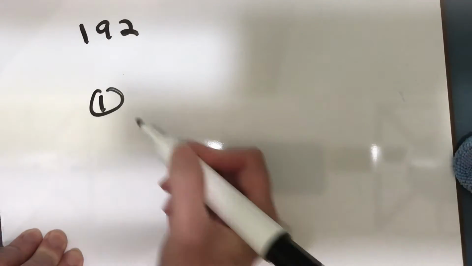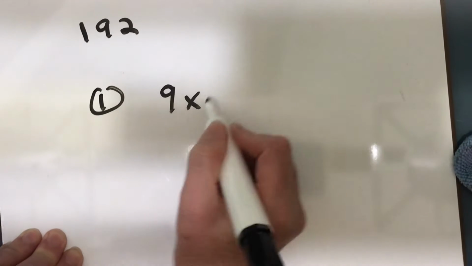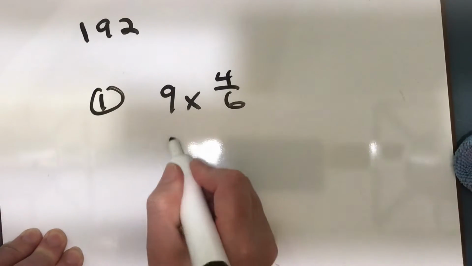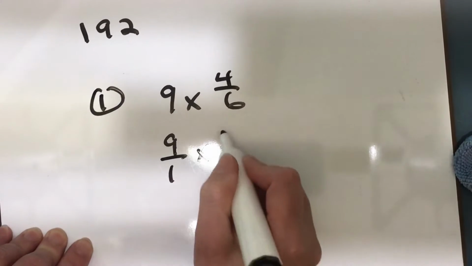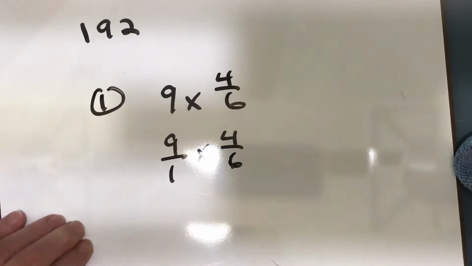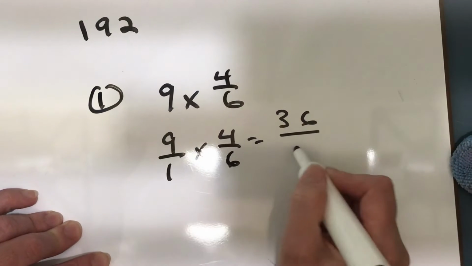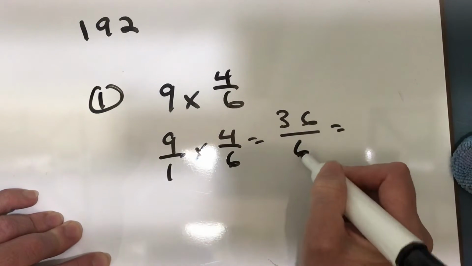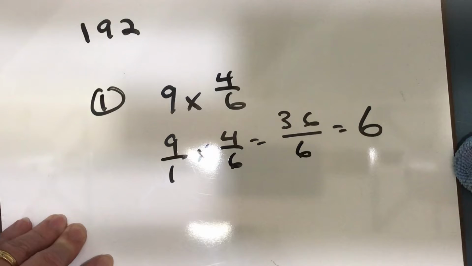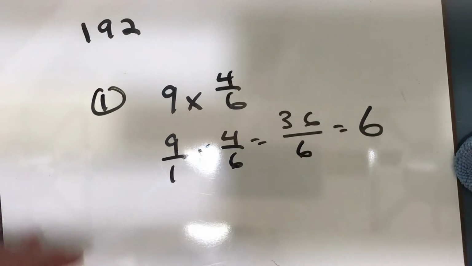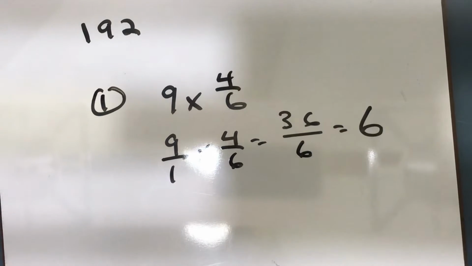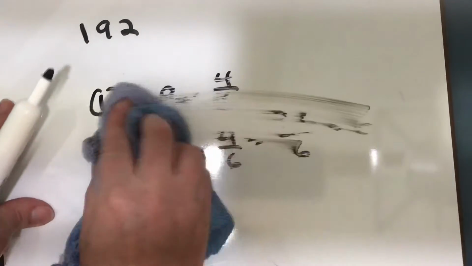So let's look at number 1. 9 times 4/6. This is 192. So I'll rewrite that as 9 over 1 times 4/6. And then I'll multiply. 9 times 4 equals 36. 1 times 6 equals 6. And 6 goes into 36 6 times with nothing left over. So number 1, the product is 6. But you need to make sure you show your work.